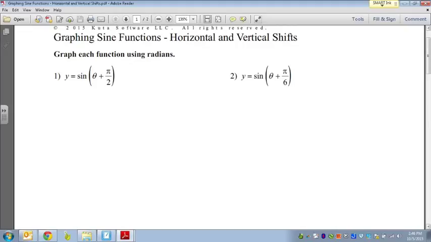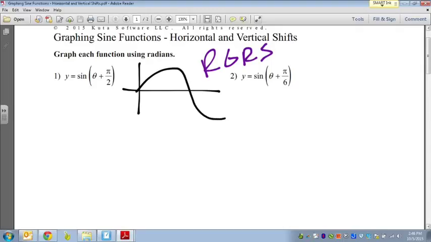We still use our fantastic acronym, really good rib sauce. With that, the first R is realize. So we realize what a sine graph looks like. But rather than actually putting it on a graph, I know that it goes up, down, then up again. That's what a normal sine graph looks like.